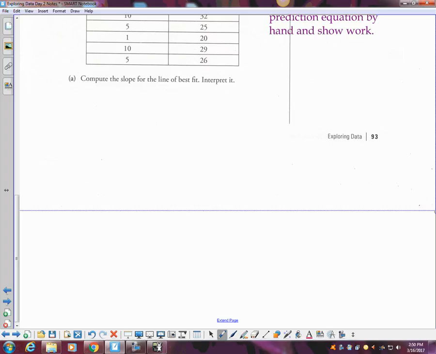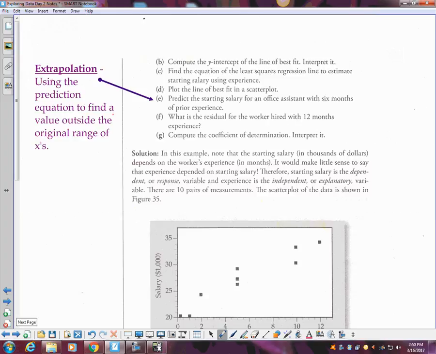Hold on one second. Let's finish. Let's read all the questions first before we dive in. B says it wants the y-intercept. C says find the equation of the least squares regression line to estimate the starting salary. D says plot the line of best fit in a scatter plot. E, predict the starting salary for an office assistant with 6 months of prior experience.